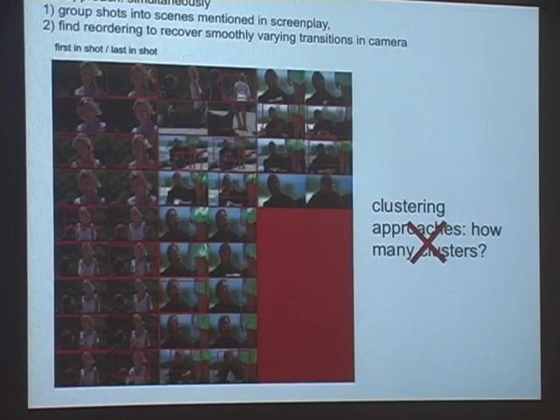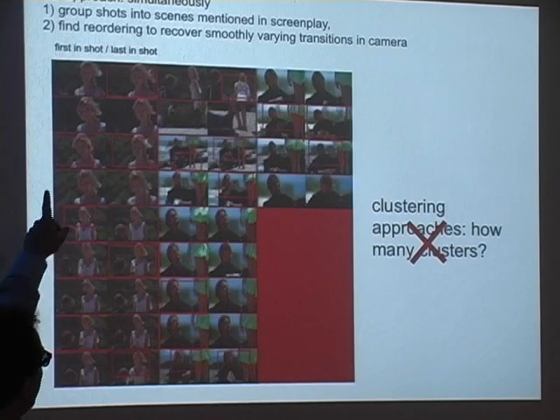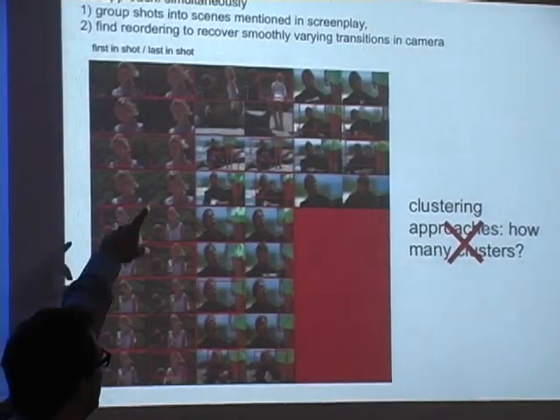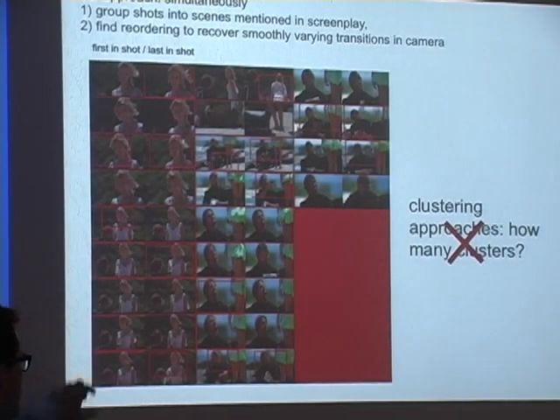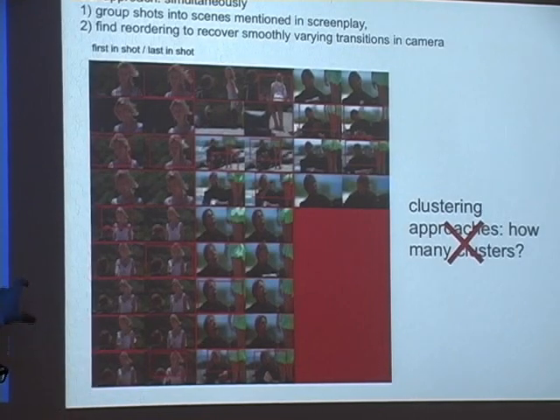So our approach is going to simultaneously group the shots into scenes mentioned in the screenplay and find a reordering of the shots such that we recover as smooth as possible transitions in the camera position. This is unlike clustering approaches because we also want to have as smoothly varying shots as possible. For example, in this sequence here, you can see that the camera smoothly varies from a close-up to a far shot, and then to a different person, where we have also recovered the frame registration, camera registration.